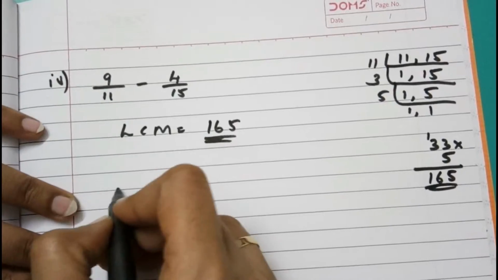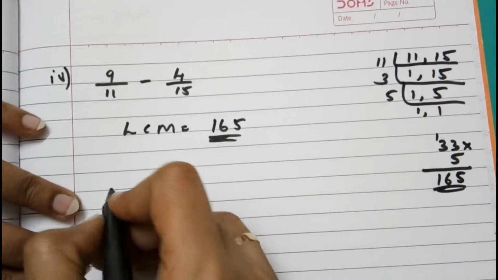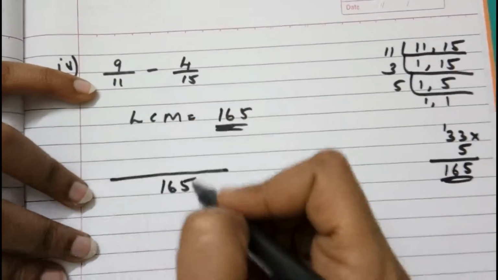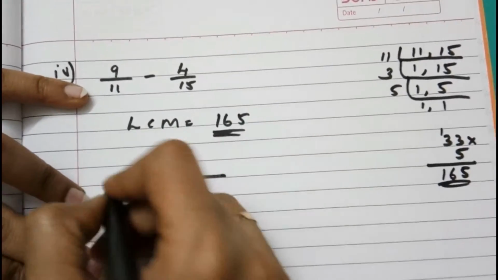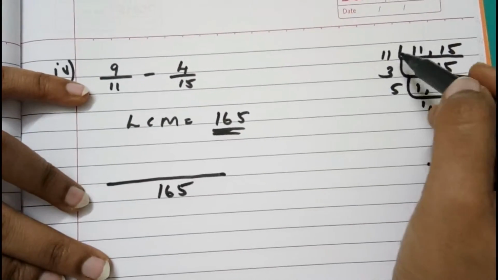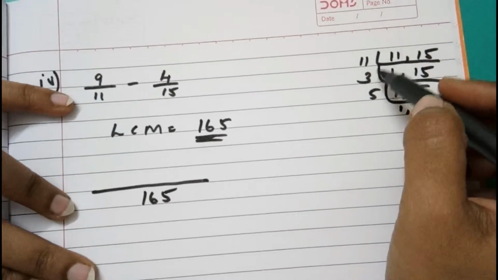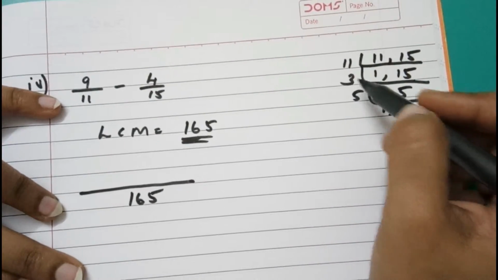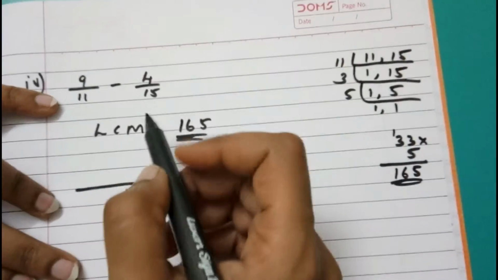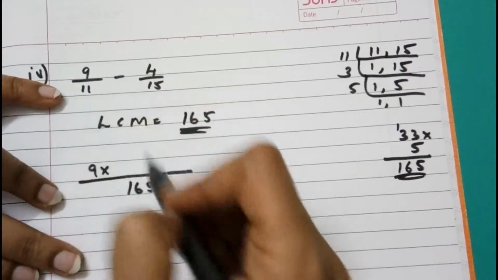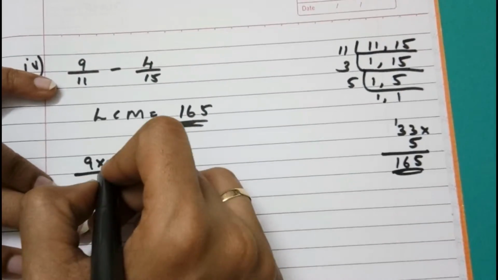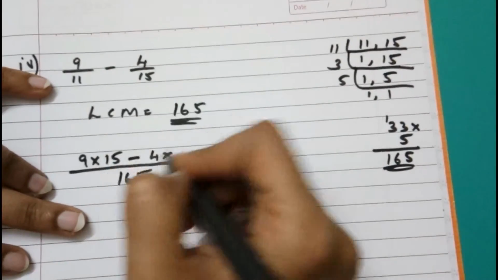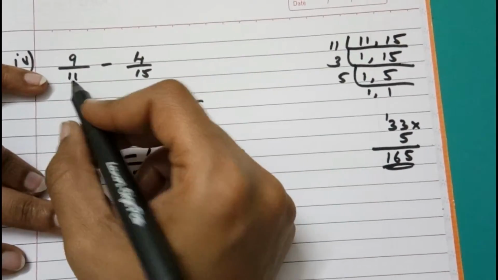Now, this can be written in two ways. Either we can write in common, that is 165. Now 11 will go in 165 how many times? 15 times. How did we get that? Because calculating here, there is nothing common in that. So 11, and this is 5. It is bifurcated by 3 and 5. So overall the total is 15. So here 9 into 15 over 165, and 4 into 11 over 165, since 15 goes in 165 for 11 and 11 goes in 165 for 15.